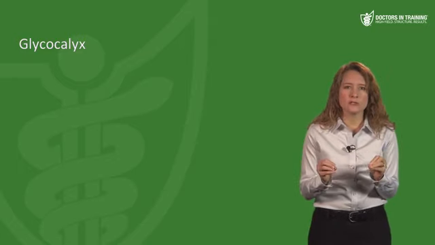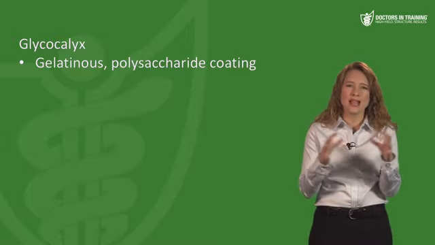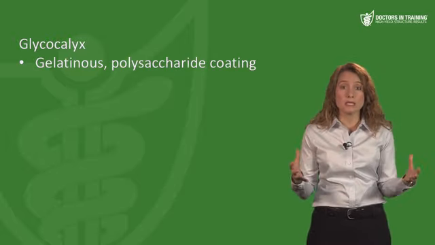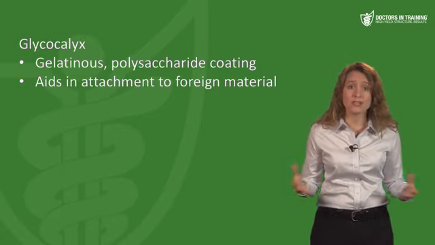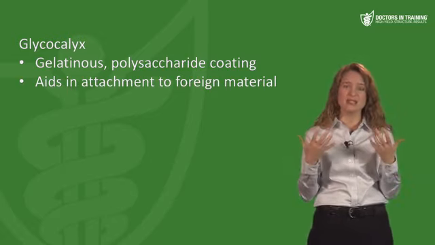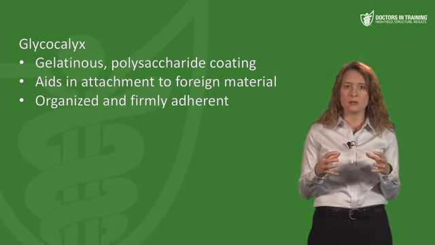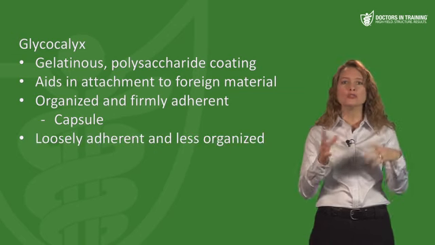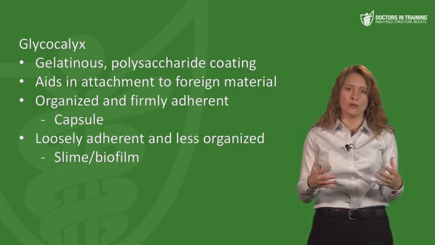Let's stay on the surface of the cell and talk about glycocalyx. Glycocalyx literally means sugar coat. It refers to a gelatinous polysaccharide coating for bacteria. It aids in attachment to foreign material like indwelling catheters, as well as natural surfaces like teeth. If the glycocalyx is organized and firmly adherent to the bacterium, it's called a capsule. If it's loosely adherent with less organized structure, it's referred to as slime or biofilm.